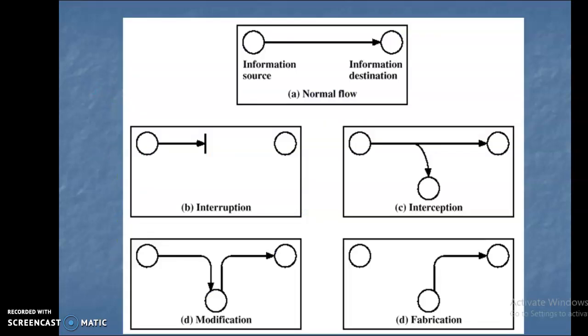What is interruption? Here this ball is sending a message to this, and in between it is interrupted by something. Interception: this is sending a message to this, and in between someone else is also putting an ear and reading these messages. Modification: the message is sent from this, meant for this ball, but in between it goes here, and this modifies the message and sends the modified message to this one. So not the original message is sent to this. Here it starts fabrication. So instead of this, it starts creating its own message and sends it to this.